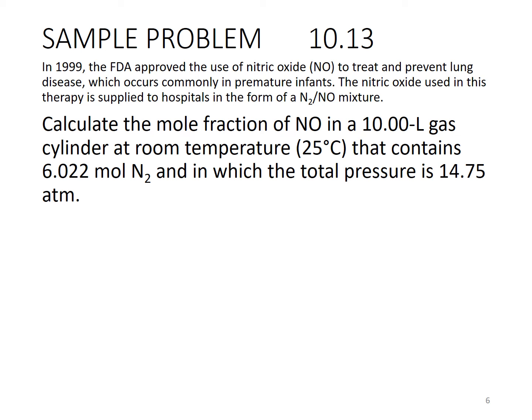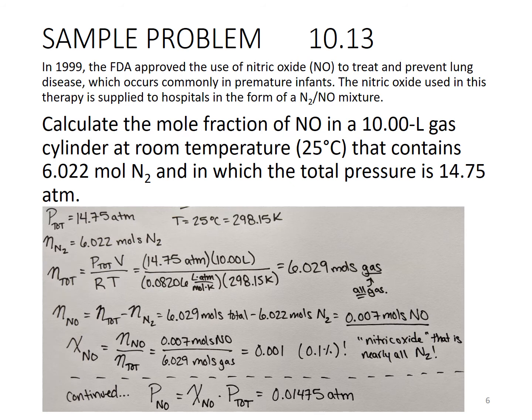So it's a compressed cylinder because we have a higher pressure, right? 14.75 atmospheres. And that is the total pressure. It is important that we note that that's the total pressure. That is not the pressure associated with nitric oxide, however, right? Okay, so let's start plugging in some of these. Here we have P total, 14.75 atmospheres. The moles of N2 are 6.022 moles of N2.